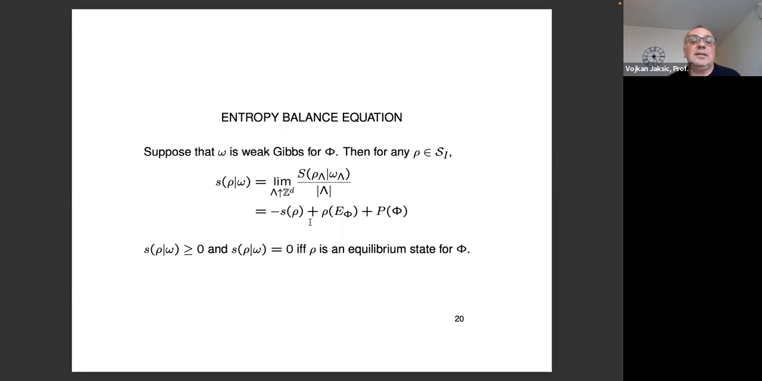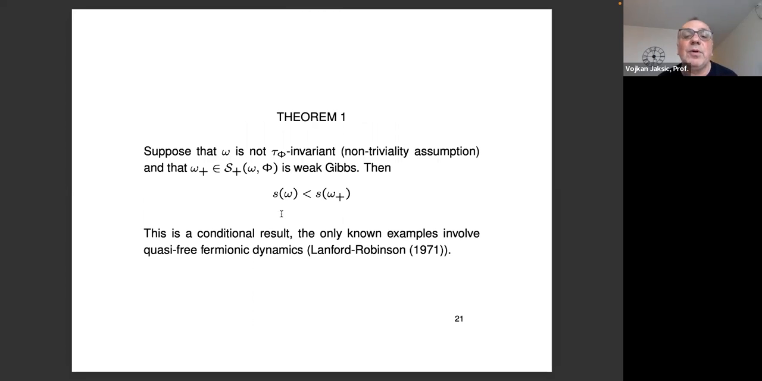Another result which is immediate is that this is always bigger or equal than zero, and it vanishes if and only if rho is an equilibrium state for phi. The only thing that we need for our result is actually this relation, that the specific relative entropy is given by this formula. But weak Gibbs states are a natural passage between the two things. One can postulate it, but the weak Gibbs condition really naturally connects what one would like to have here. So here is our first theorem, our Drouhal's question.